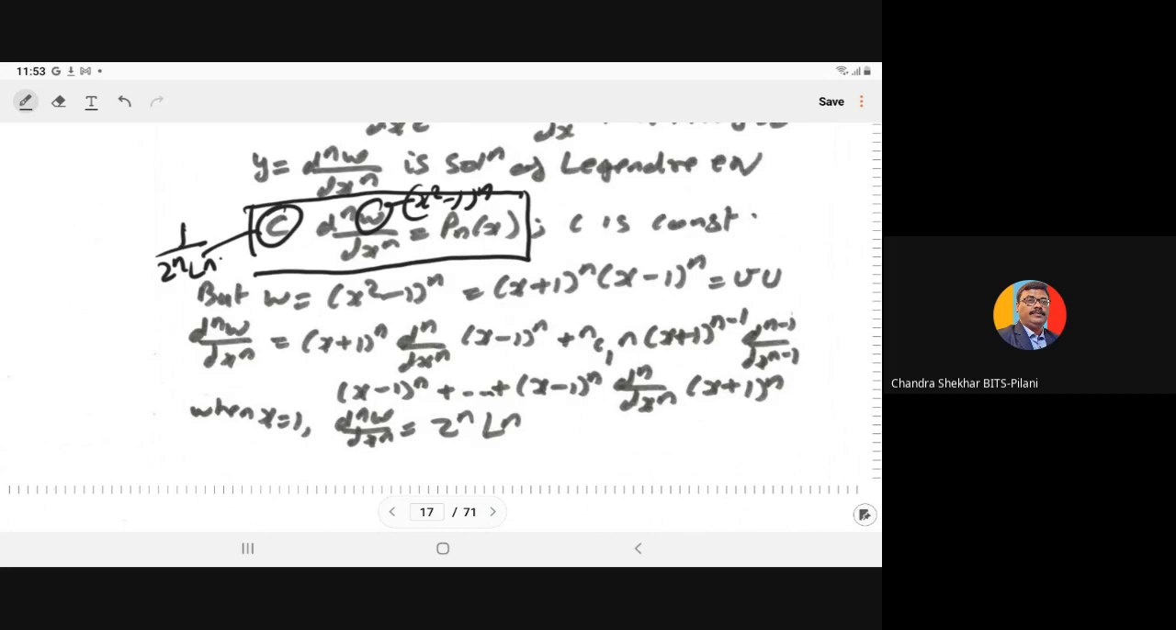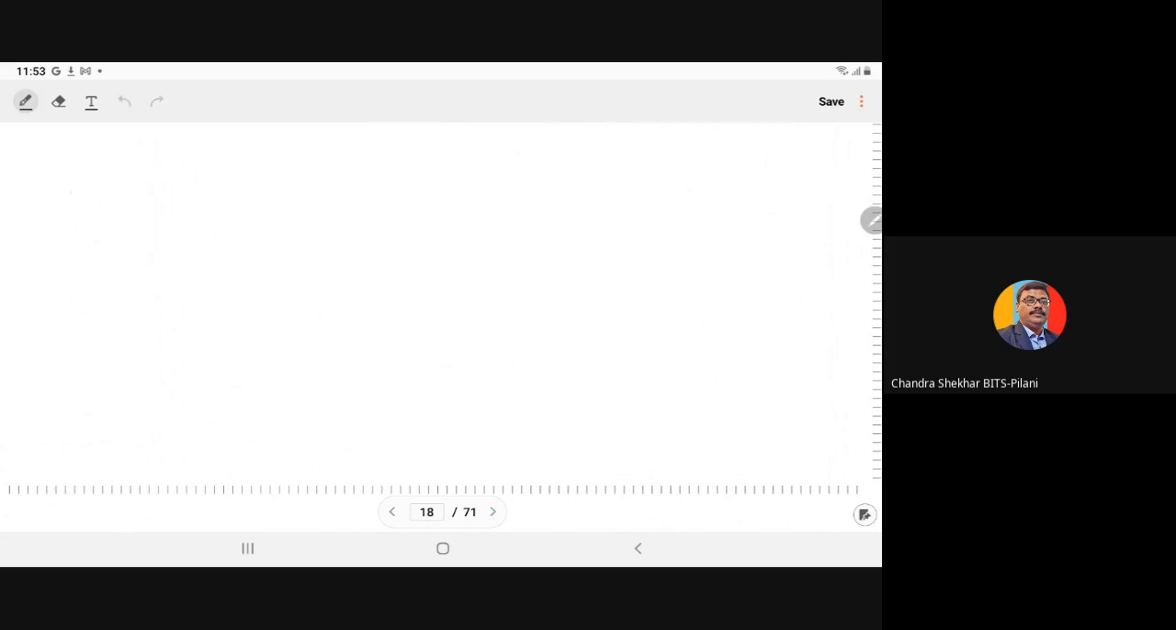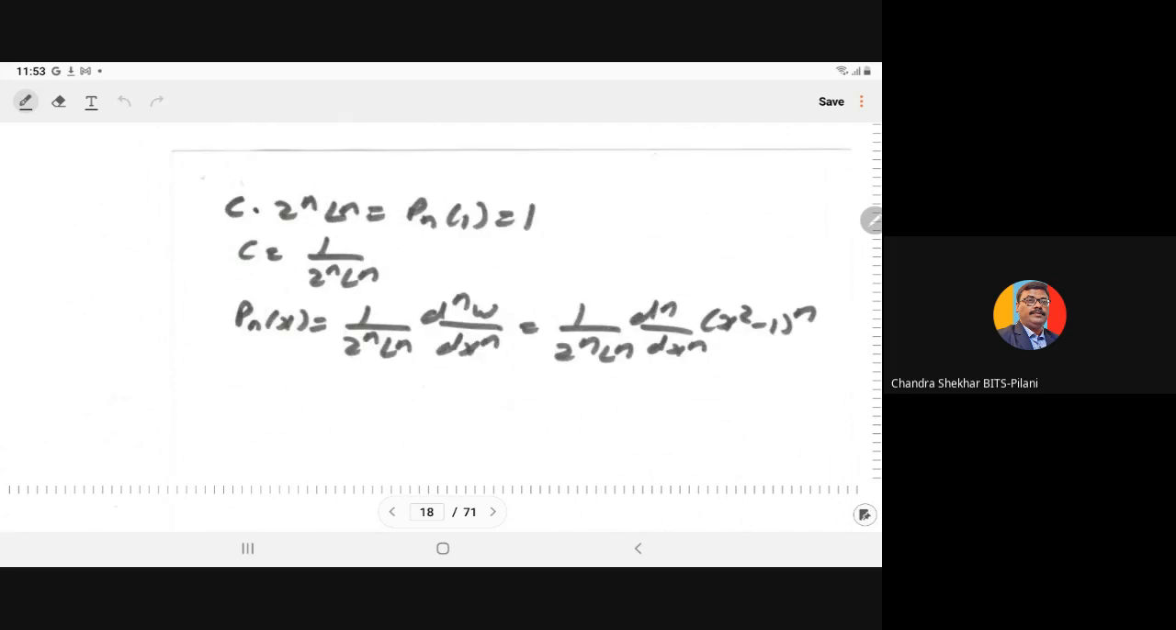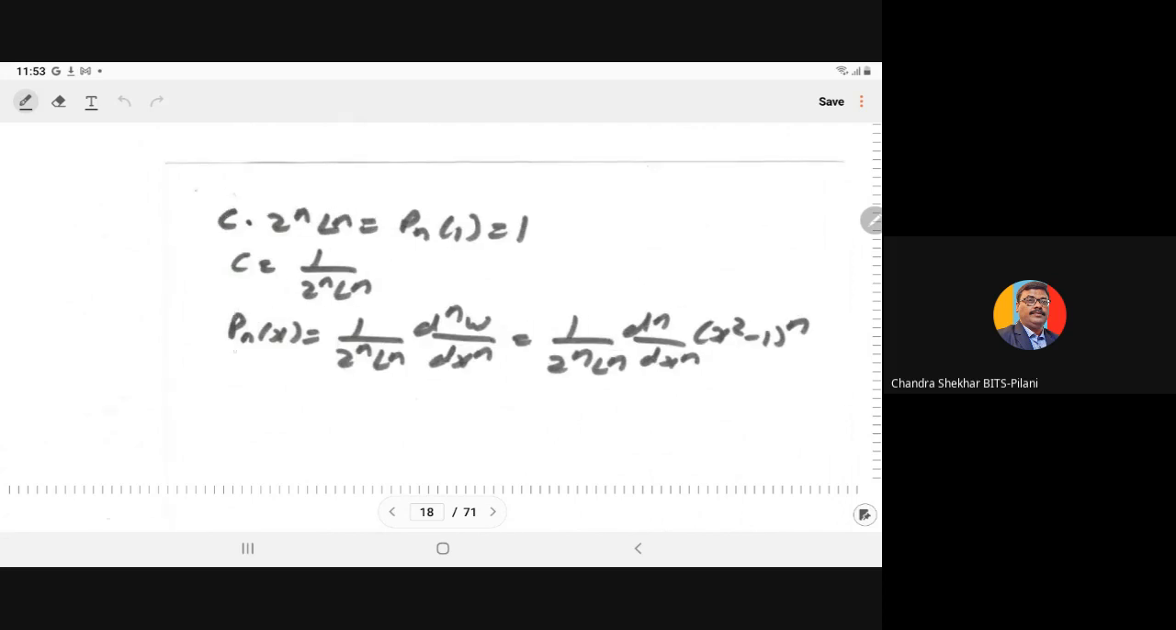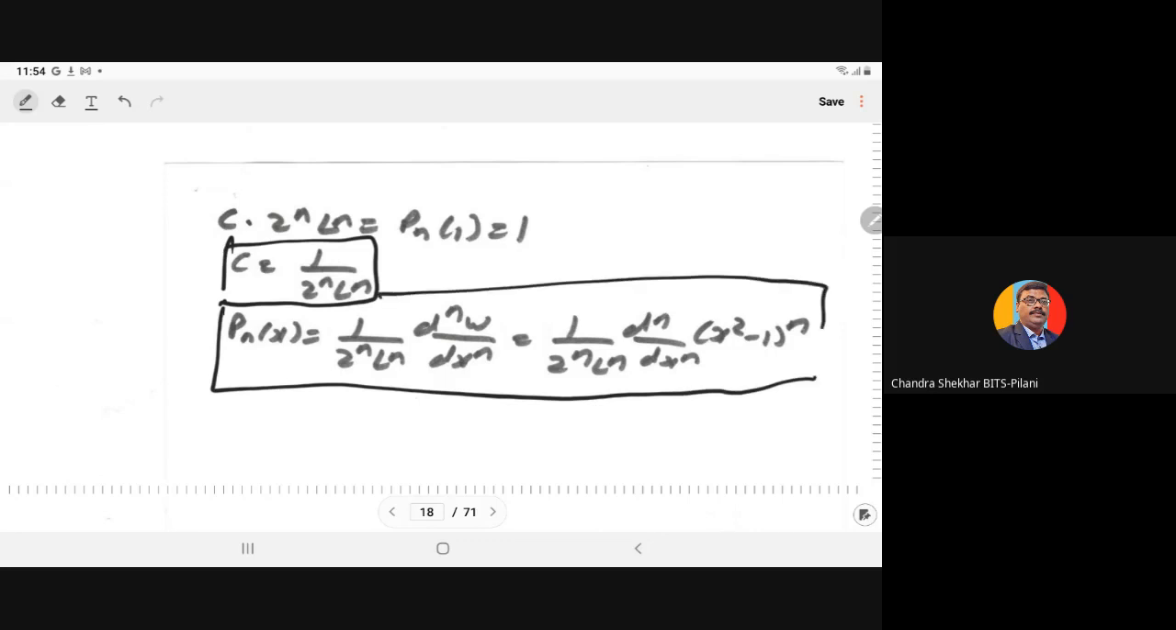You revise this. If you feel any ambiguity, then in the next class you ask me. Here we have computed the value of C as 1 upon 2 to power n factorial n, and then Pn(x), the Rodrigues formula, we have computed this. So if you feel any ambiguity, then in the next class.